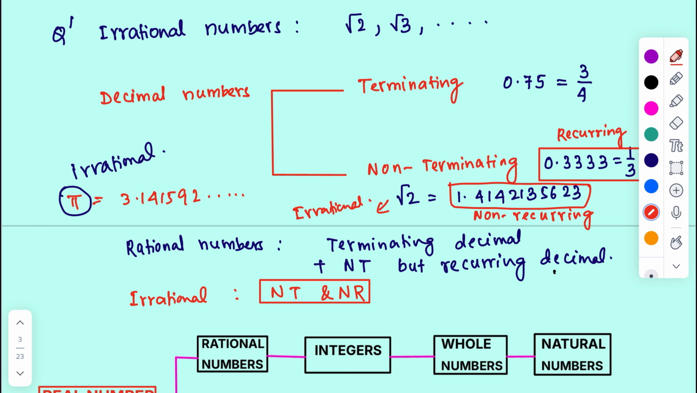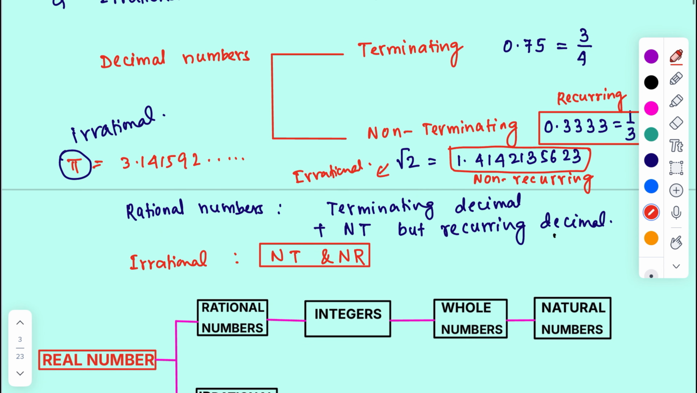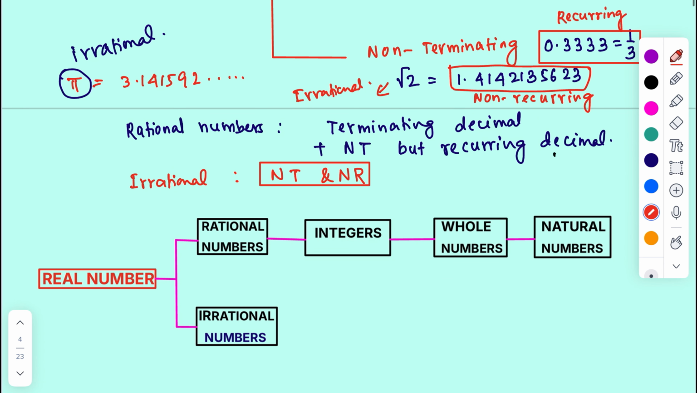So we can conclude here that decimal numbers which are terminating or non-terminating recurring are rational numbers, and decimal numbers which are non-terminating and non-recurring are irrational numbers. It is shown in the figure.